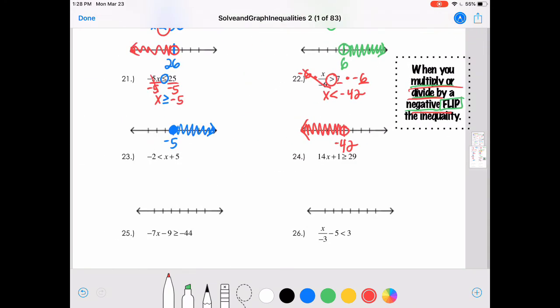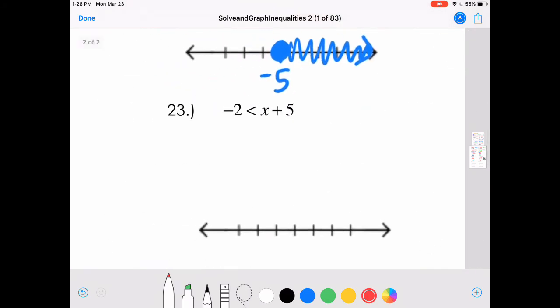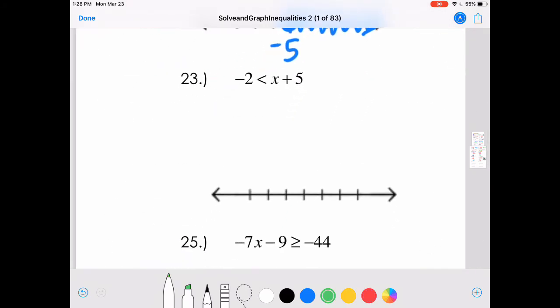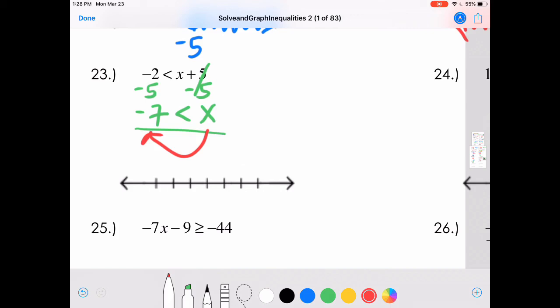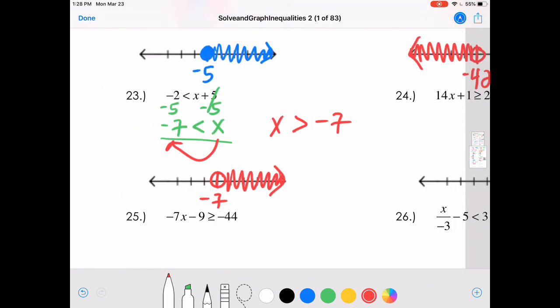For number 23, you're going to solve for x by subtracting 5 on both sides. You want to isolate x. You get -7 is less than x, but the format of this one is not right. You want to go ahead and move your variable so that it's on the left. So for this one, we're going to have x is greater than -7, open circle, shade to the right.